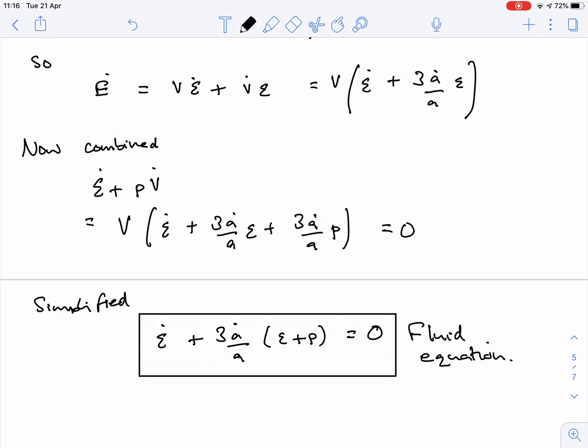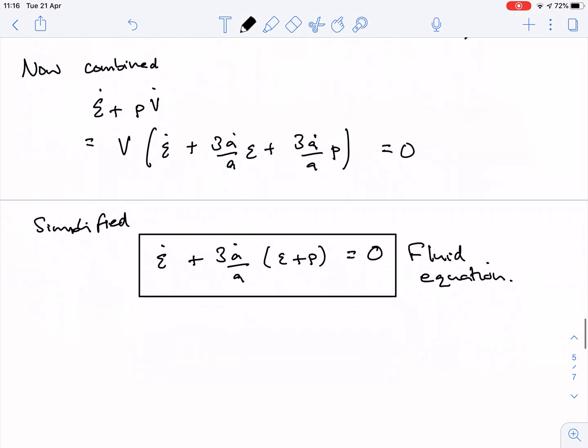And then the final thing we want to come up with is the acceleration equation.